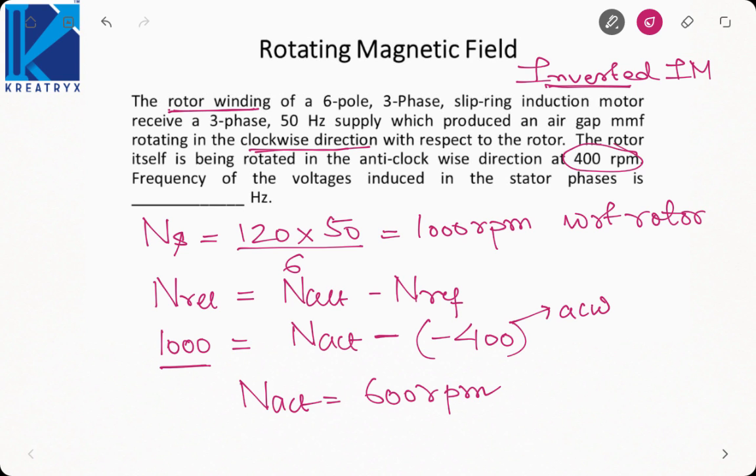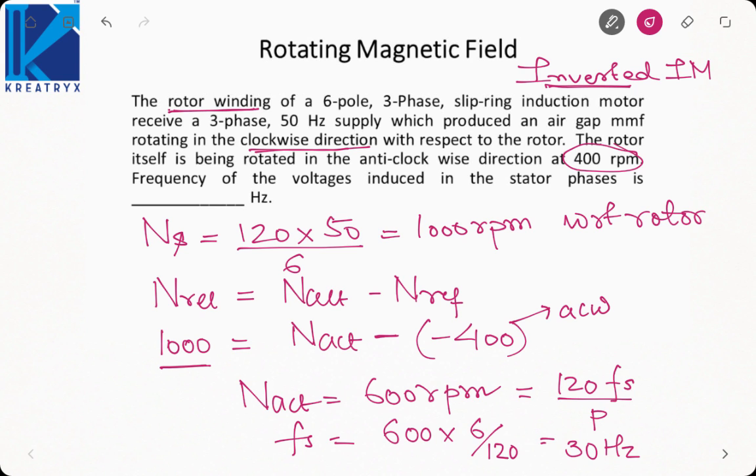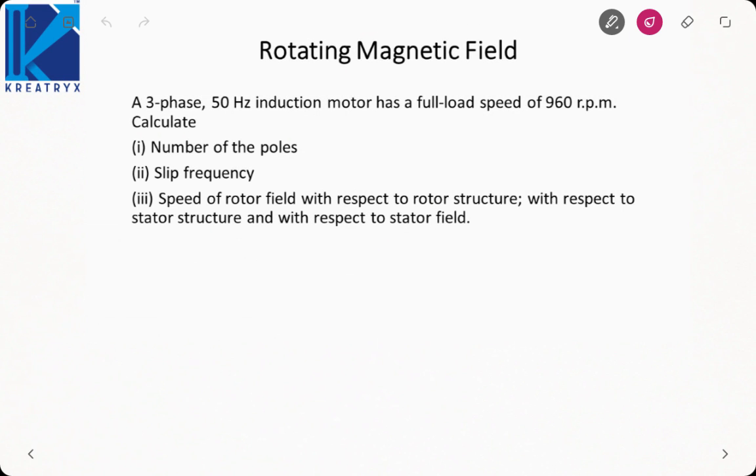So this is the speed of magnetic field with respect to ground or stator. Now this is the speed which will cause induction in the stator winding. So I will call it 120 Fs by P, where Fs is the frequency of stator voltage. So what will be Fs? 600 into 6 by 120 gives 30 Hertz. That is, the frequency of induced EMF in stator is 30 Hertz. Let us look at one more problem of the same type.